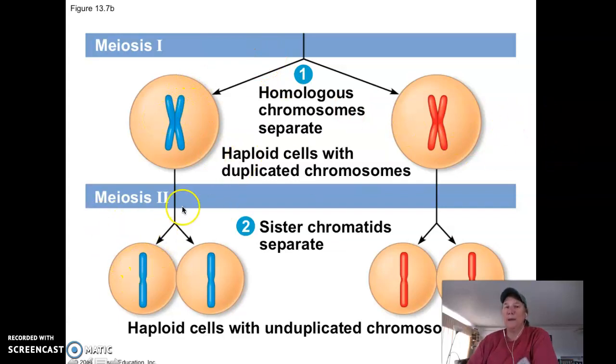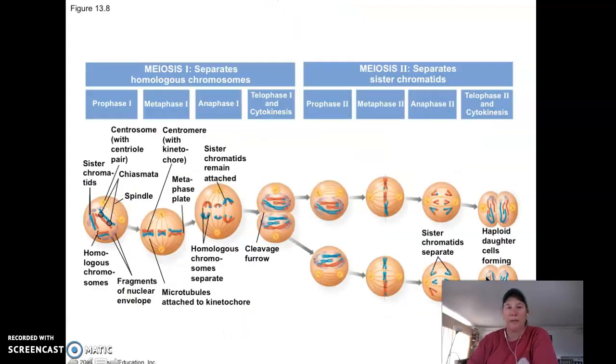And then they do meiosis 2, which looks a lot like mitosis. Then they split in half, and this half goes over there and that half goes over there. But now instead of ending up with one cell and getting two, from one cell you get four. Okay. All right. And again, here it shows it.